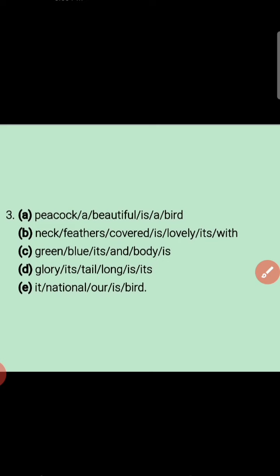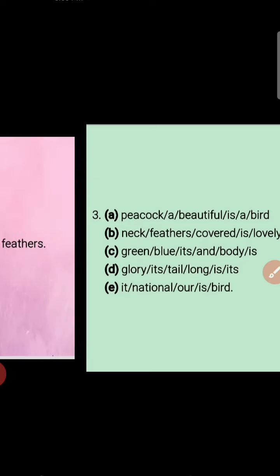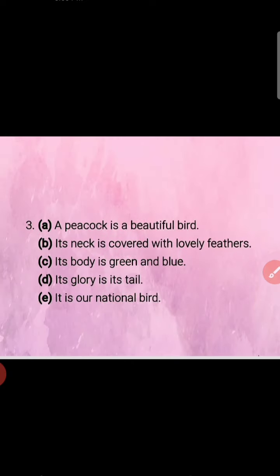It national our is bird. So it is our national bird at the end. So it makes complete sense. A peacock is a beautiful bird. Its neck is covered with lovely feathers. Its body is green and blue. Its glory is its tail. It is our national bird.